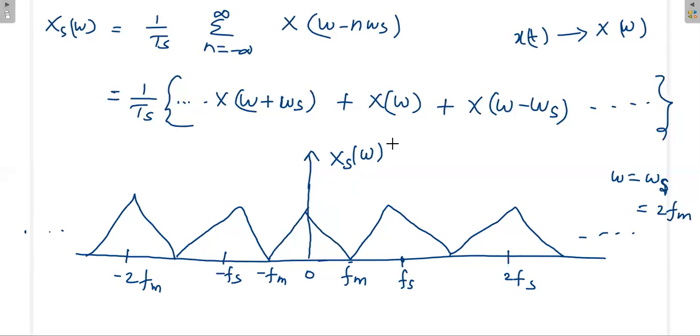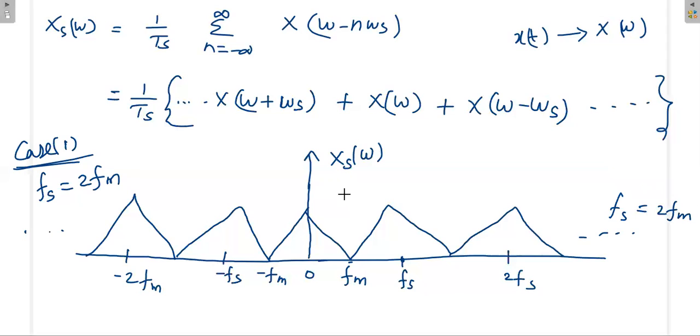In this case, what is the assumption? Say for example, this we take as case 1. In this case, we have assumed that the sampling frequency fs is equal to twice the fm. Now suppose fs is greater than 2fm, what will happen? If you observe clearly, in this case fs is equal to 2fm, that is fm plus fm. If fs is greater than 2fm, we will be getting some gap in between.